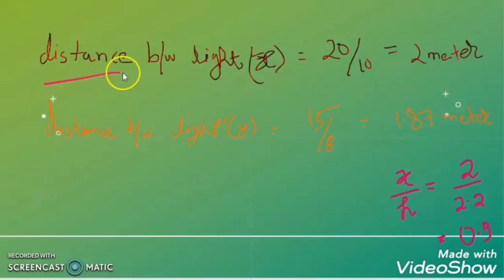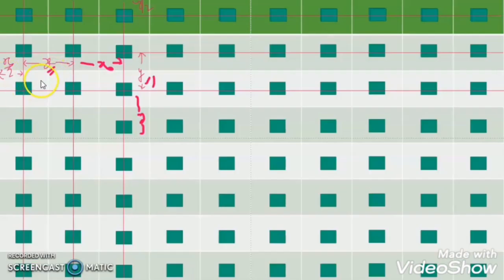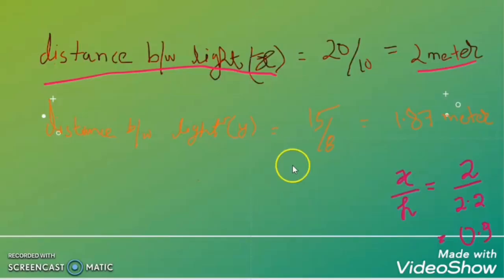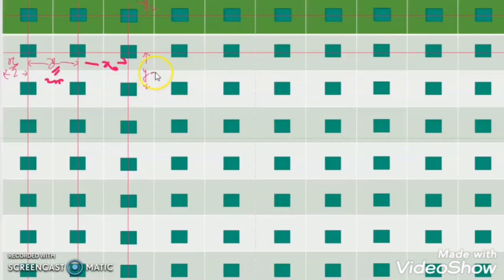So the distance between the lights is 20 by 10. There is 20 meter length and 10 lights. So the distance between the lights will be 20 by 10, that is 2 meter. So we can say that this x is equal to 2 meter. And the distance between the lights in the column will be 15 meter divided by 8, which is equal to 1.87 meter.